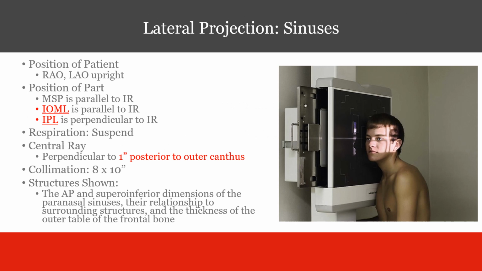For the lateral projection of the sinuses, the positioning is the same as it was for the patient and for the part, and respiration is the same. The central ray is now 1 inch posterior to the outer canthus. So our collimation is an 8 by 10. We should see AP and superior-inferior dimensions of the paranasal sinuses, their relationship to the surrounding structures, and the thickness of the outer table of the frontal bone.